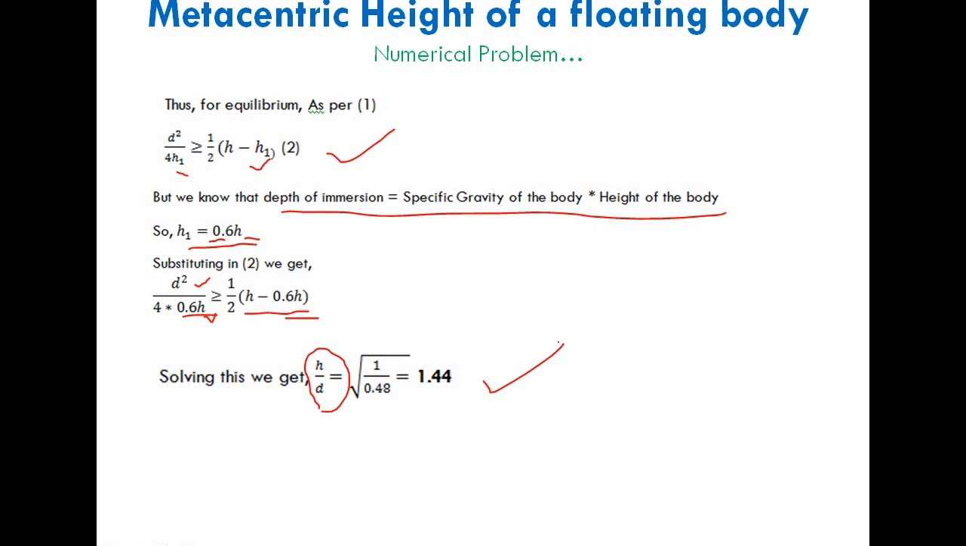So in this problem also we have found the metacentric height, and it should be positive, that is the condition applied. For that condition, with the longitudinal axis vertical, the h to d ratio, or h by d, should be 1.44 minimum value.